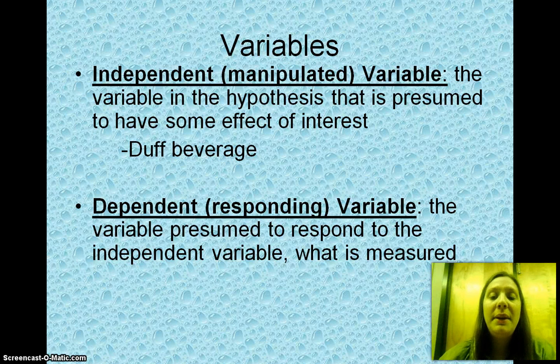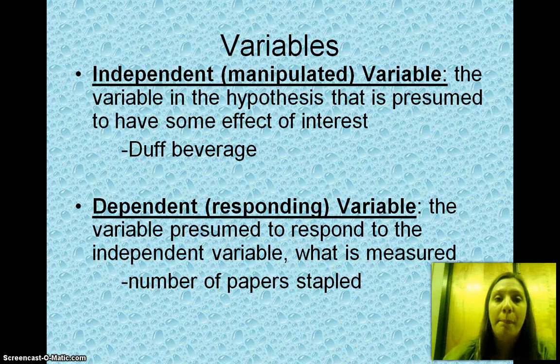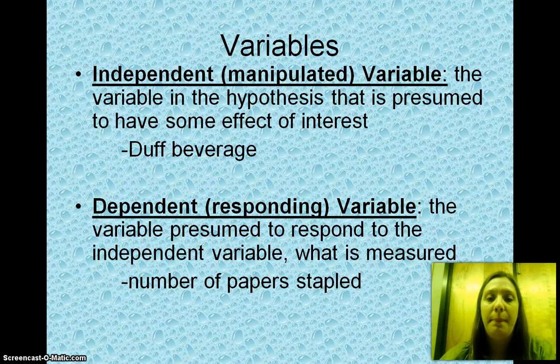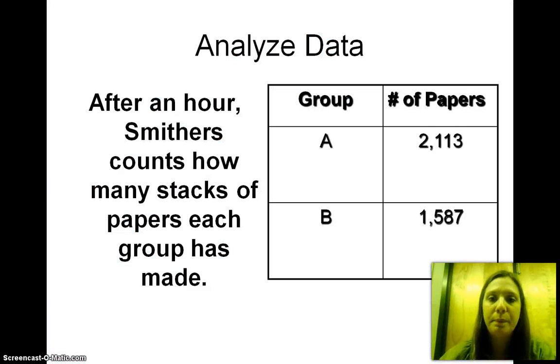Okay. Now the dependent variable is the thing that responds to the independent variable. So this is always the thing that is measured. So in this case, what we're measuring is the number of papers. Now, of course, we also have controlled variables. There are lots of things that were controlled. Both groups are the same size. There was a random selection of workers. They were all stapling at the same time. So there are a lot of things that are controlled and presumed to not be causing whatever the effect is, or the dependent or responding variable.